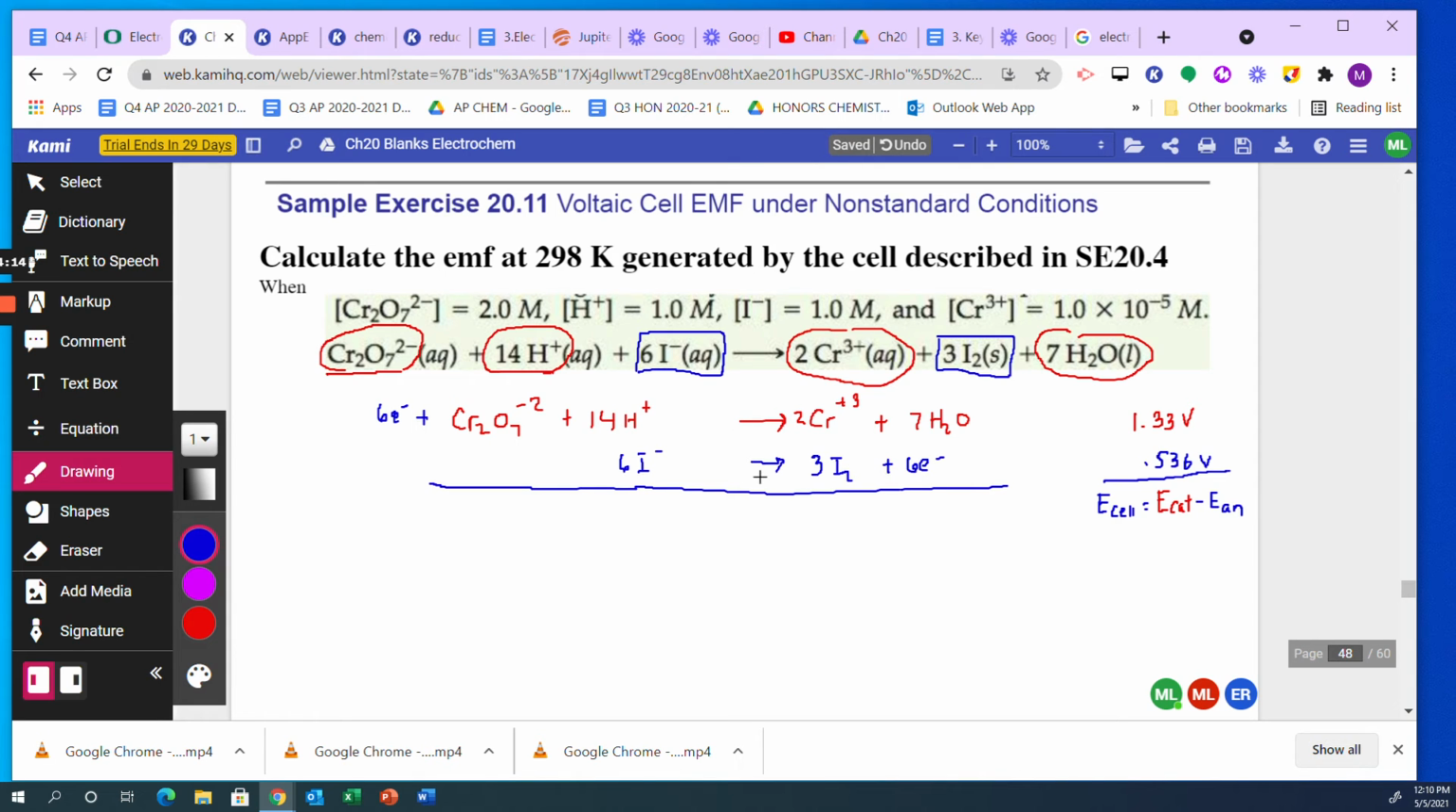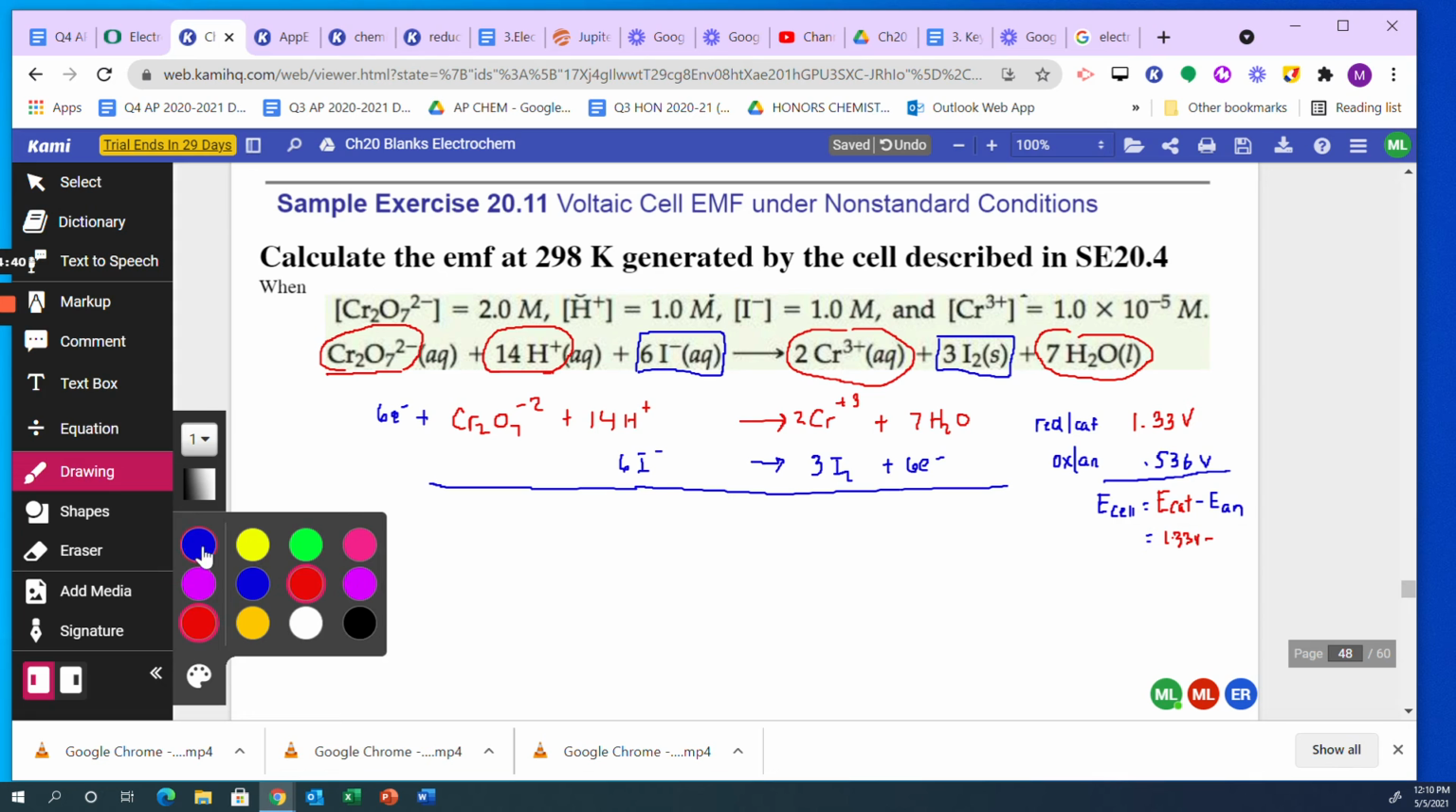This one gives away electrons, it got oxidized, right? Yes, it got oxidized, therefore it's the anode. This one took electrons in, it got reduced, therefore it is the cathode. Plugging into the formula, it's 1.33 volts minus 0.536, and that will give me 0.79.